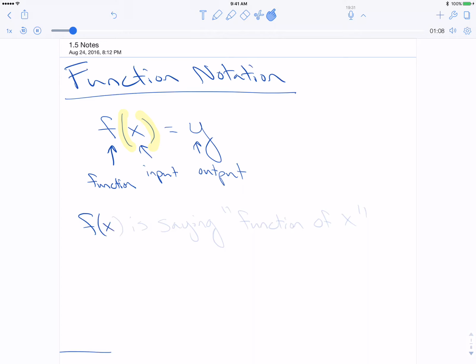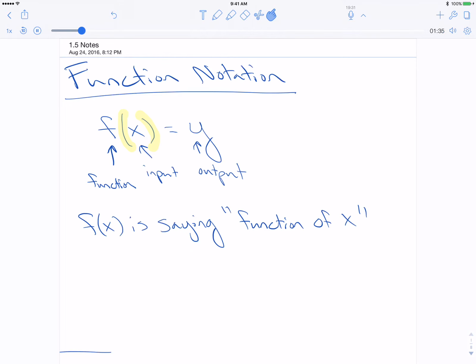f of x is saying function of x. So f is telling you function, and the parentheses are telling you that it is a function of the variable that's inside those parentheses, which in this case is x.